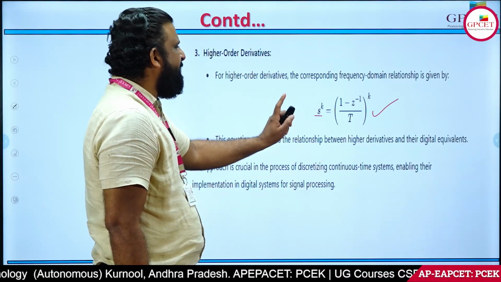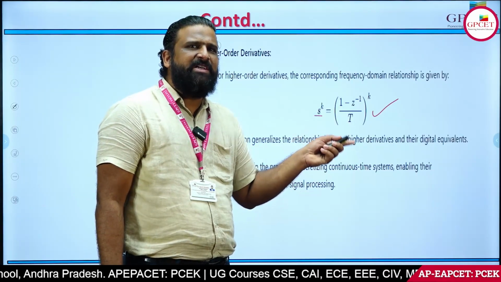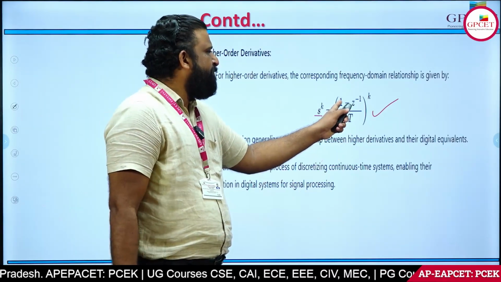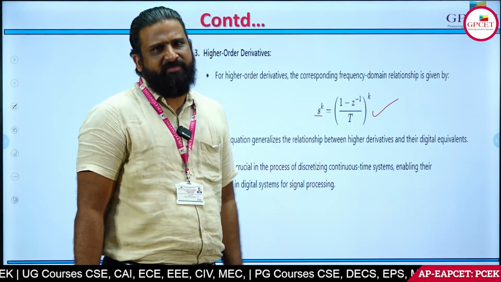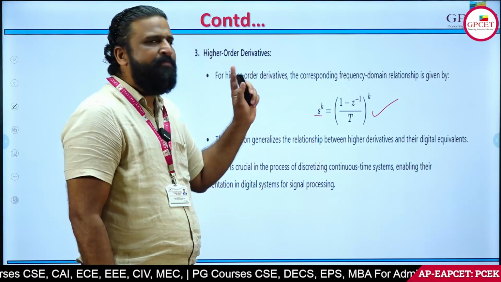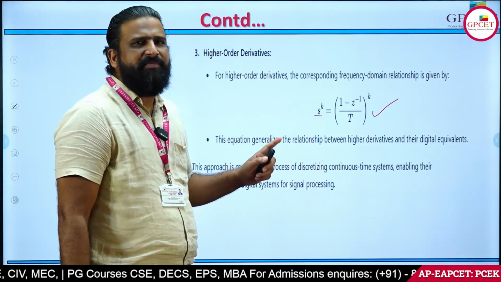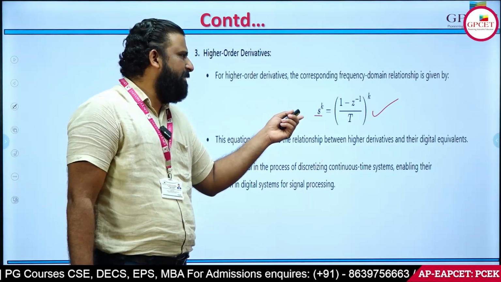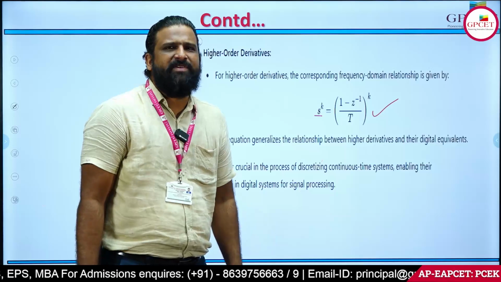So what a simple thing is, whatever the transfer function we are getting in the problem, in the place of s, we need to substitute 1 minus z inverse by t, so that H(s) will be converted into H(z). It's very simple when deriving. After doing the derivative, whatever the transfer function we are getting, we just substitute for s. In the place of s, I am just substituting 1 minus z inverse by t.